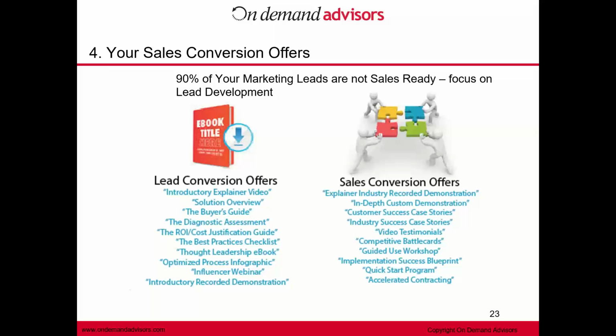Now, I'd like to introduce the fourth area that you can use to accelerate sales performance for your company. And that's what we call sales conversion offers. So 90% of the marketing leads, let's say somebody comes to a webinar that you're putting on, may not be sales ready. That's typical of most B2B companies. So instead, what you need is the proper offers, the proper engagement with them to move forward, to get educated, to become a sales opportunity for your company.